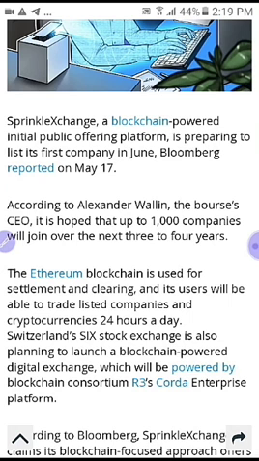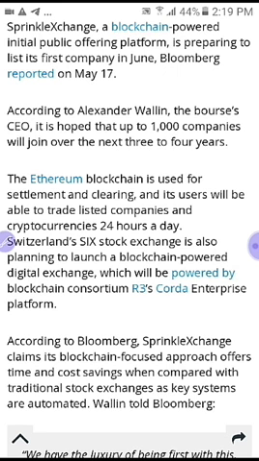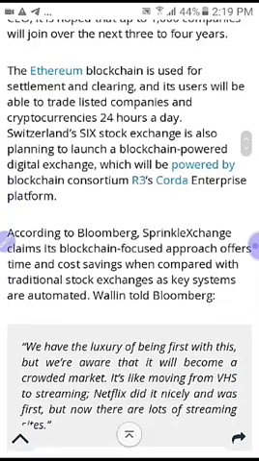The Spring Exchange, a blockchain-powered public offering platform, is preparing to list its first company in June, Bloomberg reported on May 17. According to Alexander Wallin, the bourse's CEO, the hope is that up to 1 million companies will join over the next 3 to 4 years. The Ethereum blockchain is used for settlement and clearing, and users will be able to trade listed companies and cryptocurrencies 24 hours a day. The Switzerland SIX Stock Exchange is also planning to launch a blockchain-powered digital exchange, which will be powered by the consortium R3's Corda Enterprise platform.